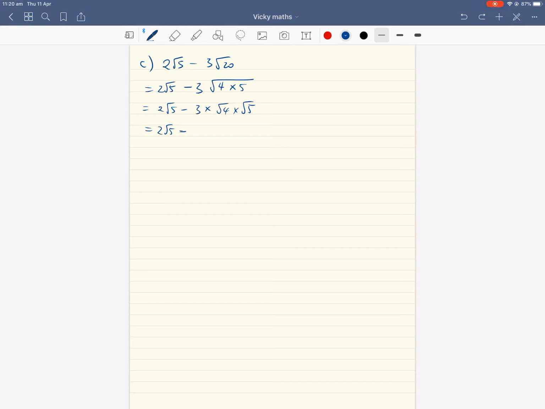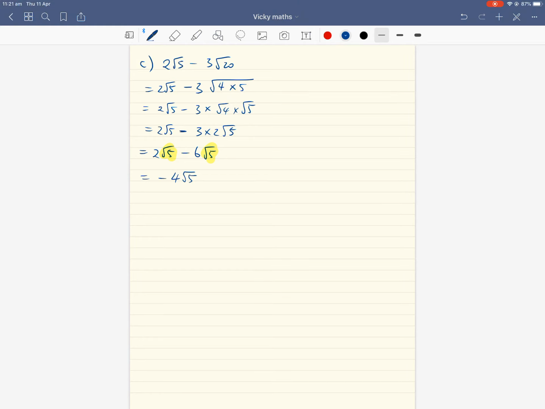That's a minus 3 times 2 root 5. So that gives me 2 root 5 minus 6 root 5. Because I have like surds, the root 5, they're in common. So 2 minus 6 gives me negative 4 root 5. And we're done, because there's nothing else that we can do.